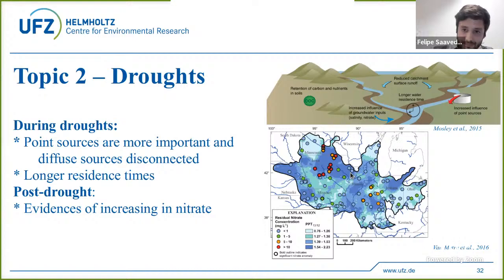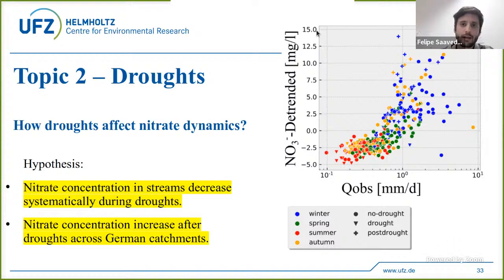So I wanted to check this for German catchments. Here we have an example. This is one catchment. Colors are the seasons: winter, spring, summer, and autumn. We can take a look in the blue dots that are winter. Here we know that in winter we will have like wetter conditions, so enough moisture to transport. And the crosses here show like post droughts.